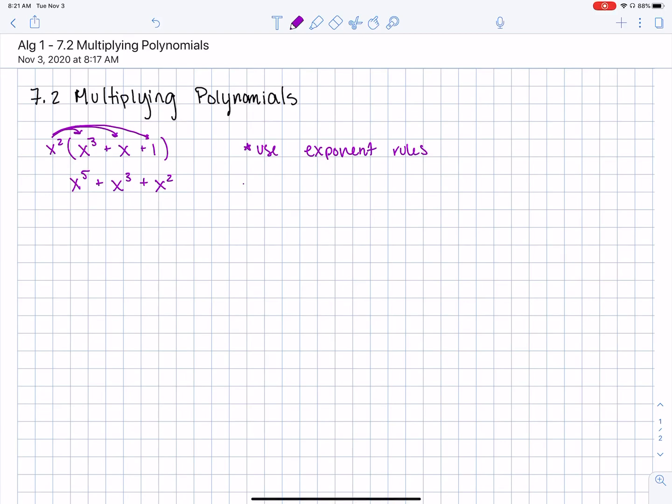And then I'm also going to say, remember to combine like terms when you can. I can barely fit that in there. There we go, when you can.